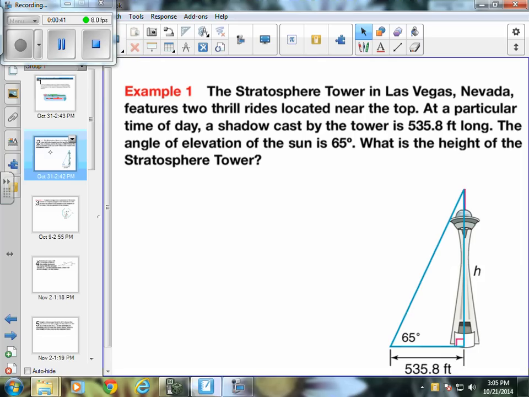So our first example we're going to do, maybe some of you have been to Vegas and have seen the Stratosphere Tower. They have rides up there. It's crazy. They have like a roller coaster, some other things. So here's an example that has to do with that.